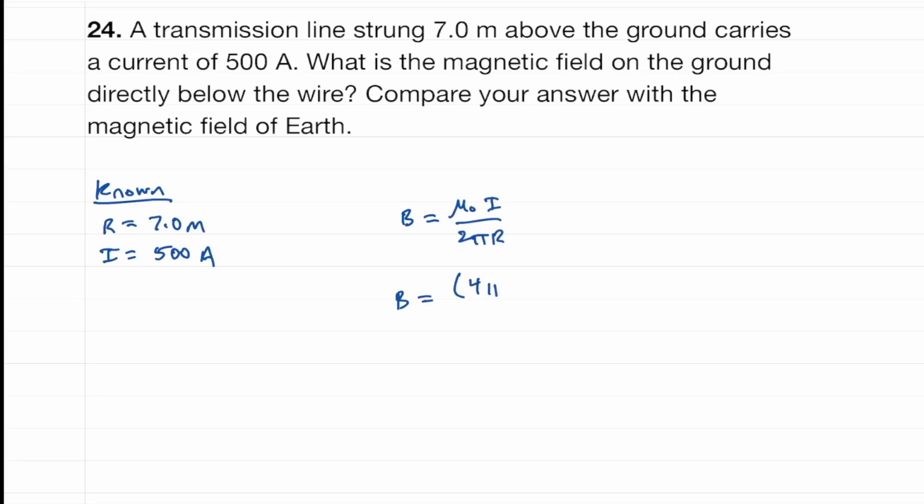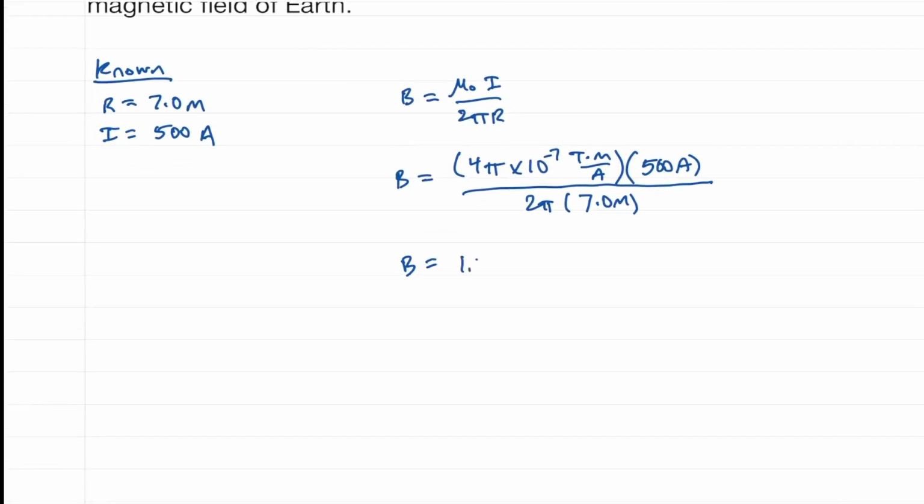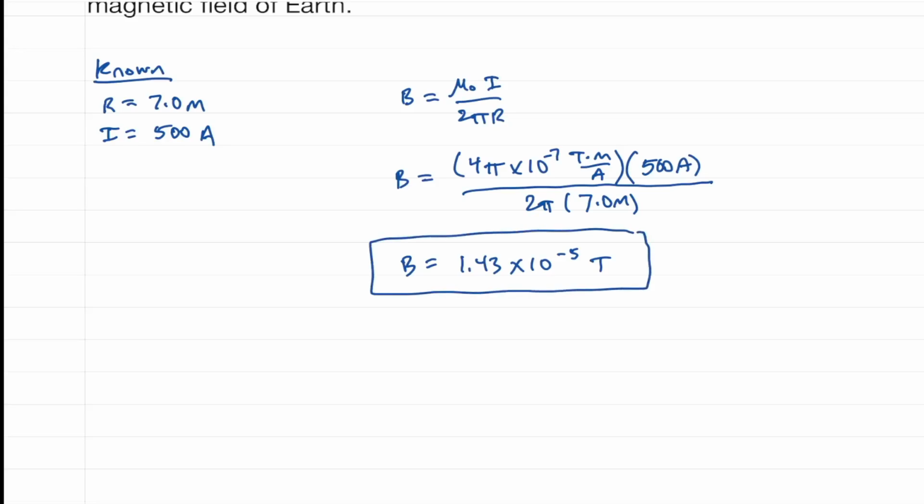Mu 0 is 4 pi times 10 to the minus 7 Tesla meters per amp. That's our permeability of free space, and it's the constant that goes with magnetic fields. I is 500 amps. We are dividing by 2 pi times the distance away from the wire, and so that's our 7 meters. Okay, this gives a magnetic field of 1.43 times 10 to the minus 5 Teslas. That's the field directly below the wire.